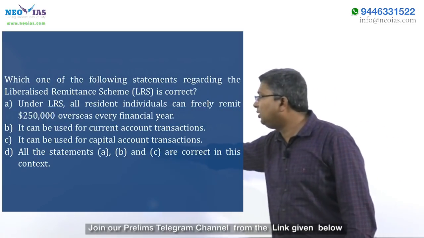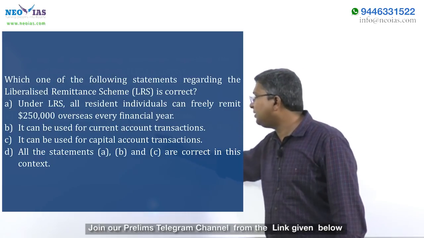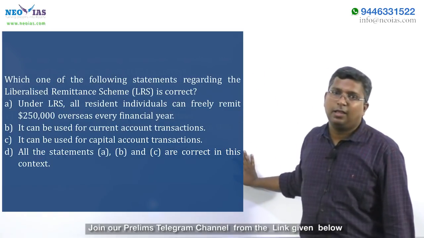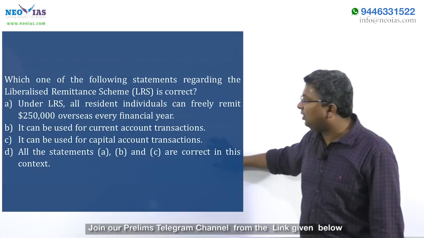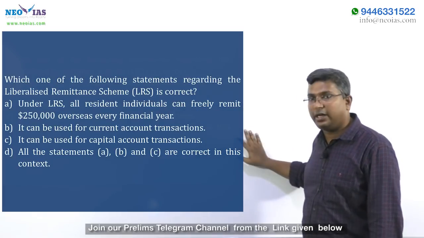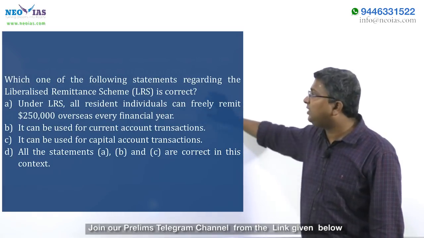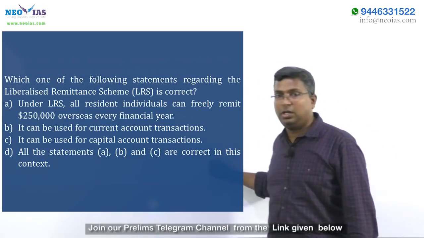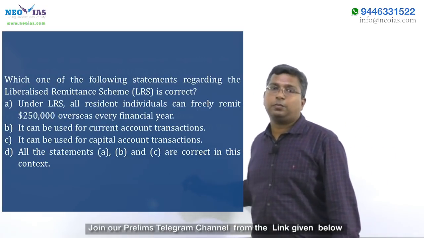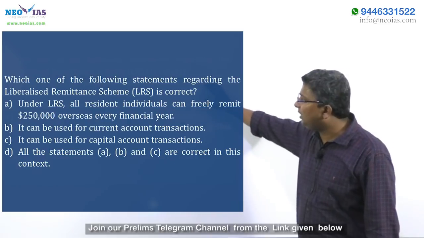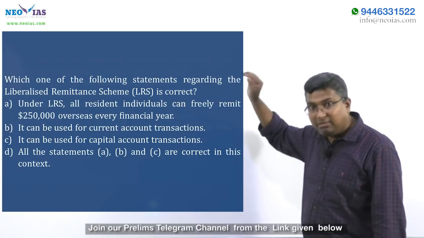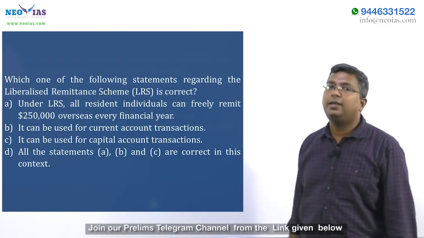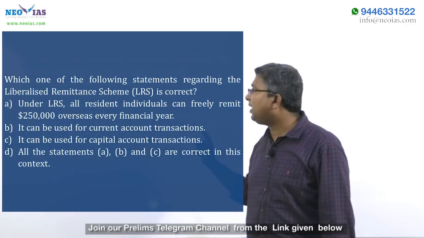Now read choice D: all statements A, B and C are correct in this context. That's why I told you that in this question D is your answer, because all the three statements are correct. So this can happen in an ABCD question. Sometimes it will be none of the above, sometimes it will be all of the above. So make sure that in an ABCD question you read all the four statements and then come to an answer. Your answer comes here as D. So that's all regarding the Liberalized Remittance Scheme.